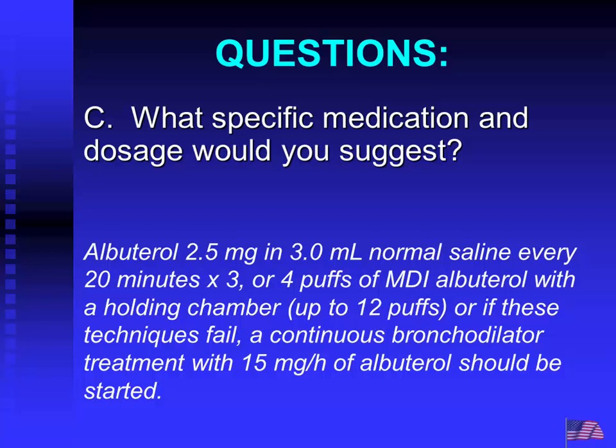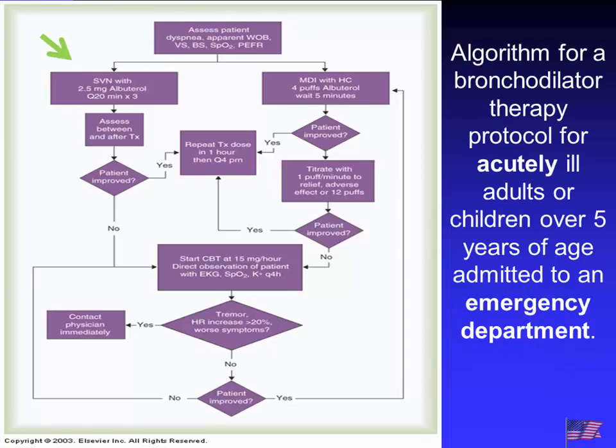If that all doesn't work, then we could perhaps look at a continuous bronchodilator therapy, 15 milligrams per hour, and you guys remember how to go ahead and set that up to be able to deliver. I think that was a test question last time, wasn't it? Doing a continuous therapy. This is what your nebulizer hump. Oh God, no, forget it.